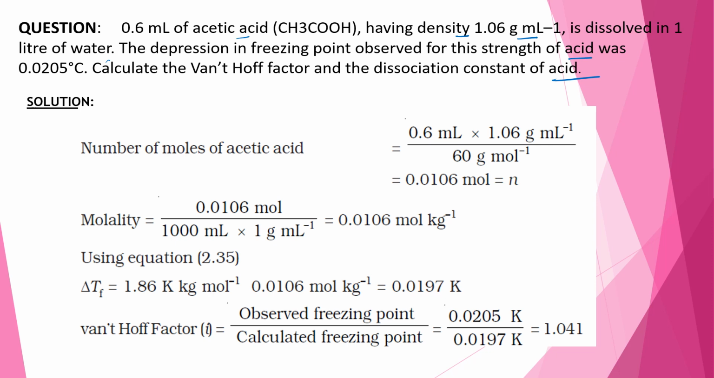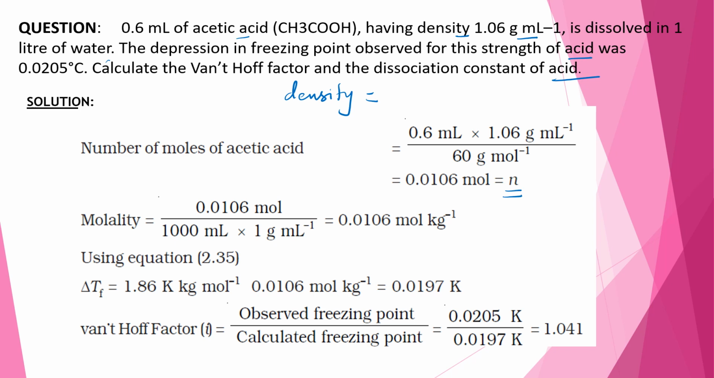So to calculate the Van 't Hoff factor, we know the formula is observed freezing point upon calculated freezing point. So we have to go back to the problem. Number of moles of acid we have to calculate, which is equal to 0.6 ml into 1.06 gram per ml divided by 60 gram per mole, because density is given here. So we have to calculate the moles from this formula, which is equal to 0.0106 mole, which is the number of moles of acetic acid.